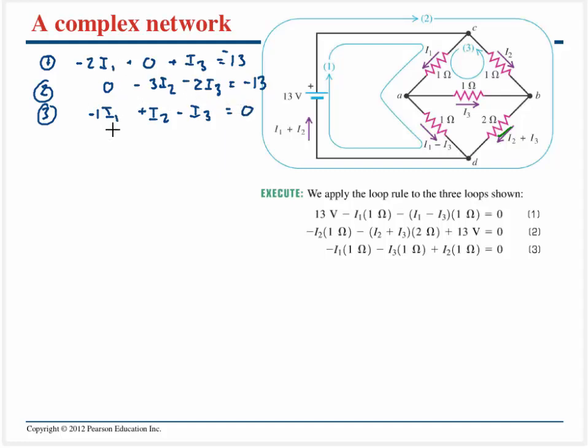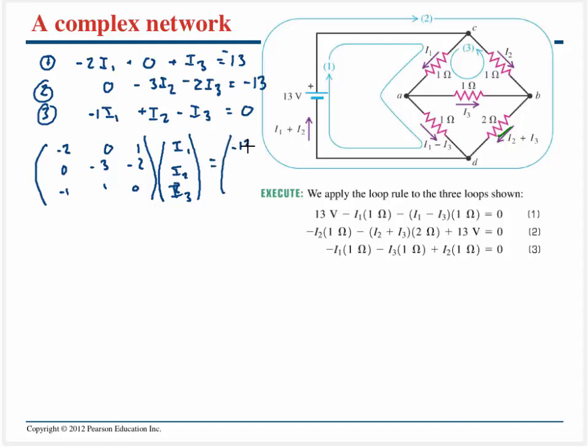It turns out that we can express this in matrix form simply by saying that this is going to be negative 2, 0, and 1, and we're going to have 0, minus 3, minus 2, negative 1, 1, and 0, multiplied by my matrix I1, I2, and I3. These are my three currents. It's going to be equal to negative 13, negative 13, and 0. So this is really kind of saying A multiplied by I is equal to B.